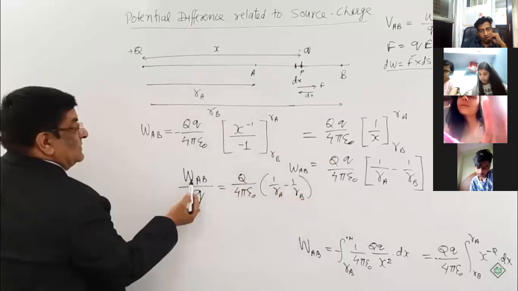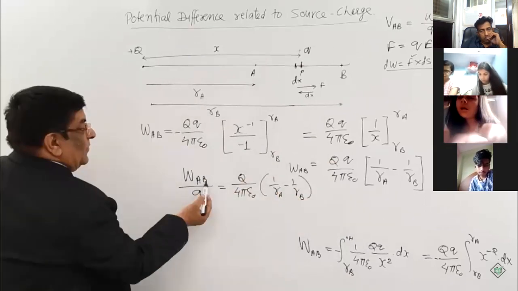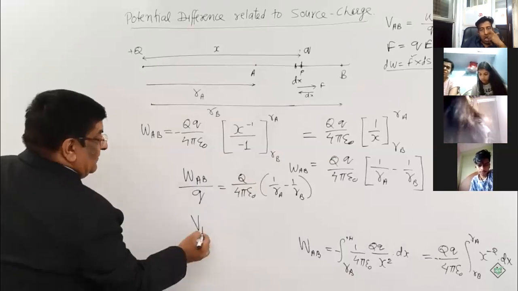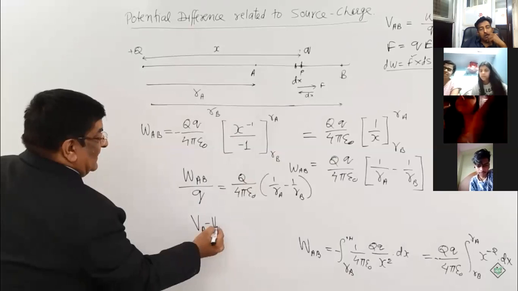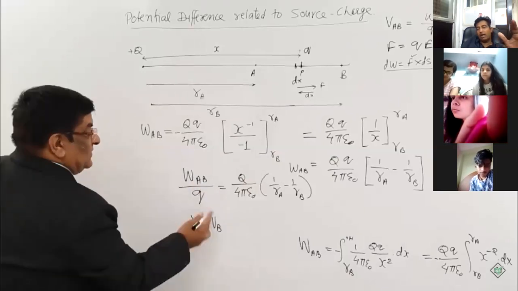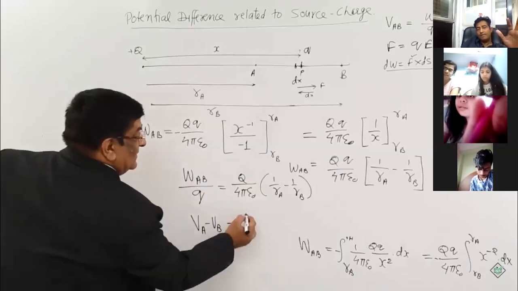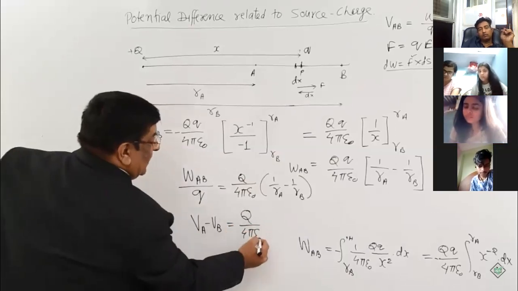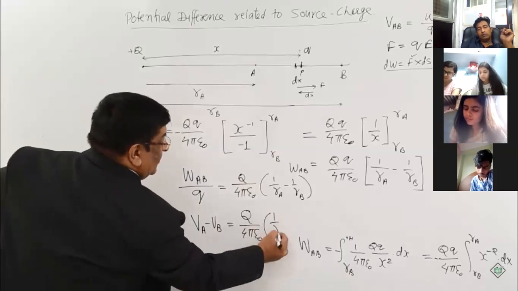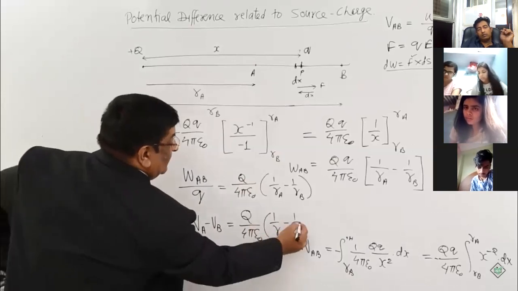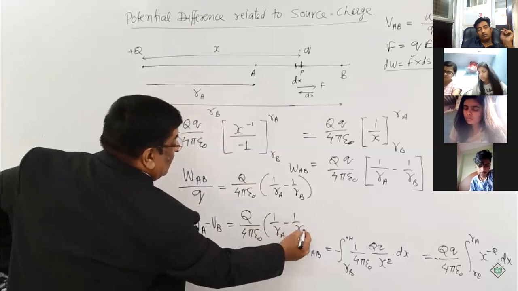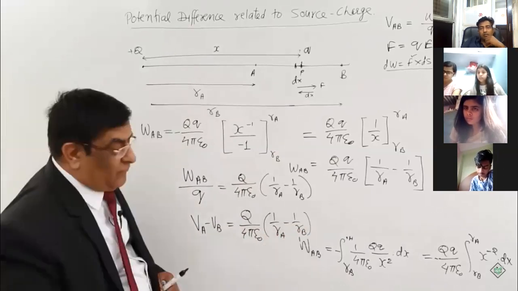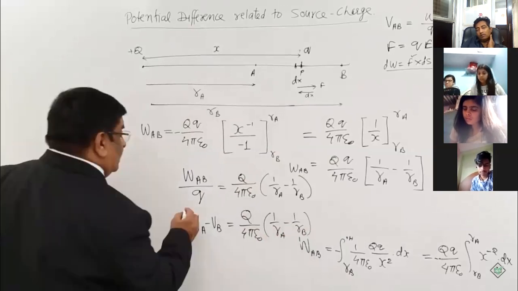And this work done from B to A per unit charge is known, by definition, as VA minus VB, potential difference. So this potential difference is Q upon 4 pi epsilon naught, 1 upon RA minus 1 upon RB. This is our final notation and final formula for potential difference between 2 points.